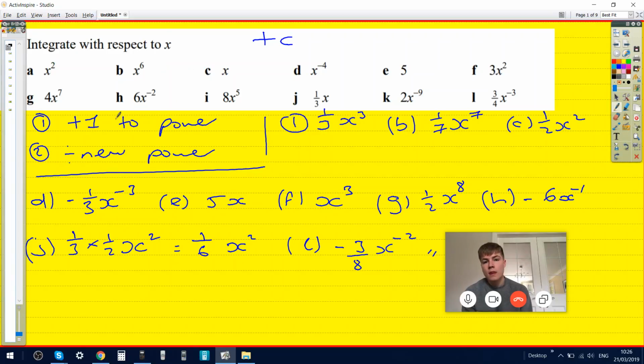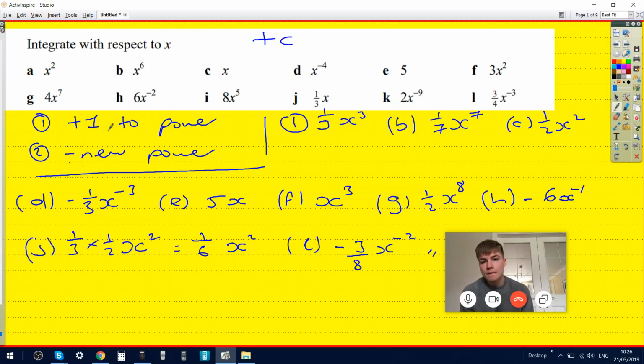So it's always plus 1 to the power, and then you divide by the new power. Which is the exact opposite of differentiating, and in the reverse order. With differentiation, you multiply the power by the coefficient and then subtract 1 from the power. So with this you do the reverse, in the reverse order. First you add 1 to the power and then you divide by the new power.